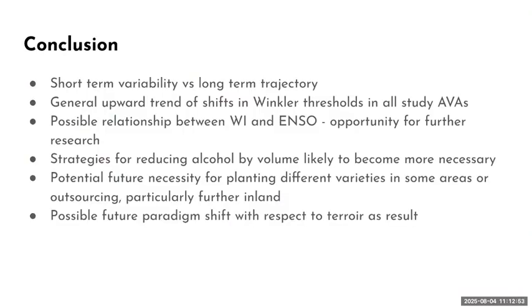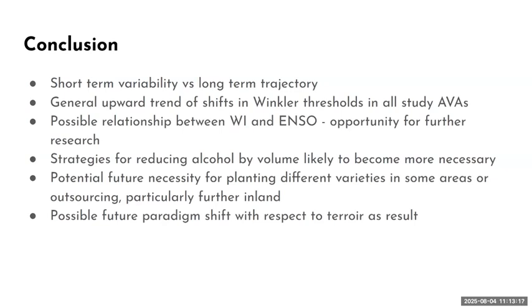In conclusion, the short-term variability of Winkler region distributions is more drastic than the long-term trajectory. There's a general upward trend in warmer Winkler regions, and in 25 years, we saw a shift up a threshold in the patterns of each AVA. The geospatial relationship between ENSO and the Winkler Index is worth exploring and presents an opportunity for further research.